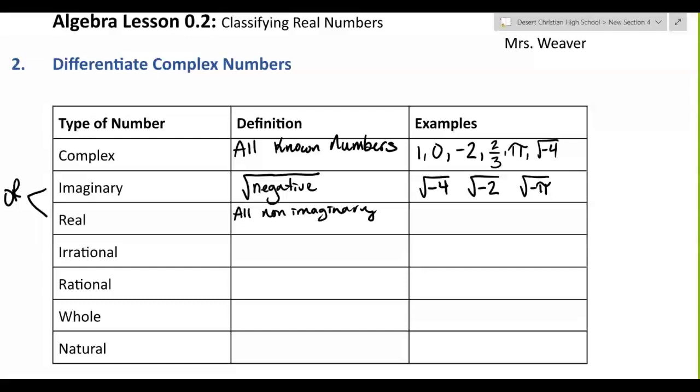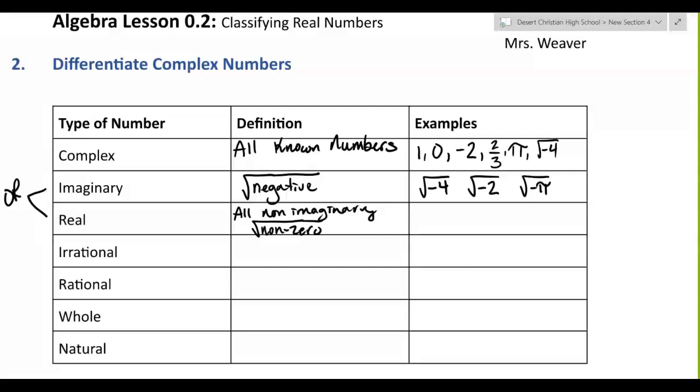Okay? Or the square root of any non-zero. Really, any real number could be expressed as the square root of a non-zero number. You might say, well, what about 9? Well, that's the square root of 81. What about 2/3? That's the square root of 4/9. So that's another way we could look at real numbers.